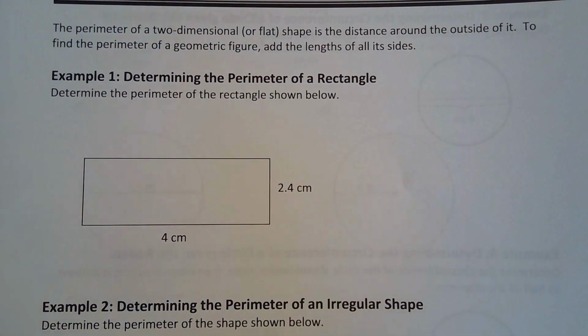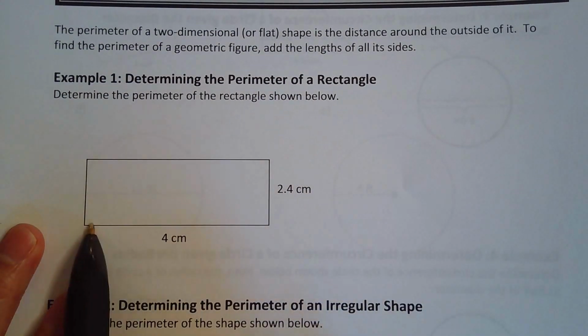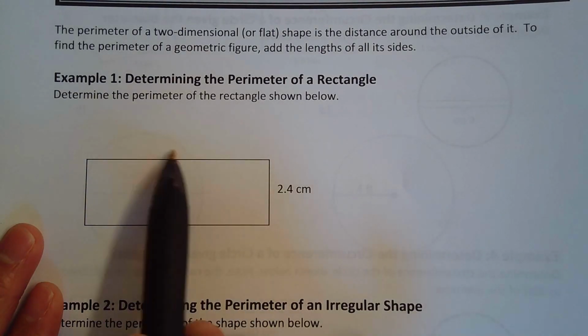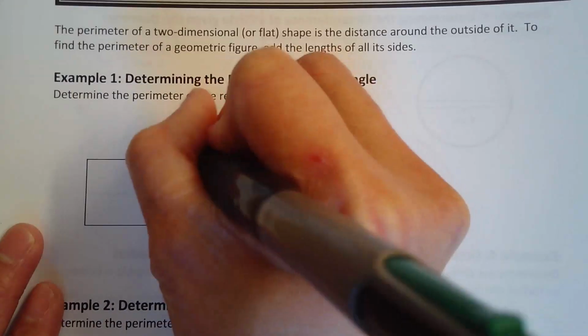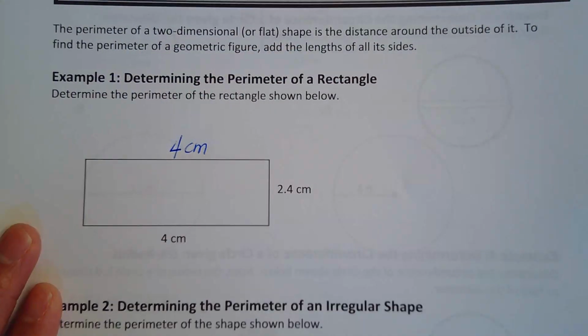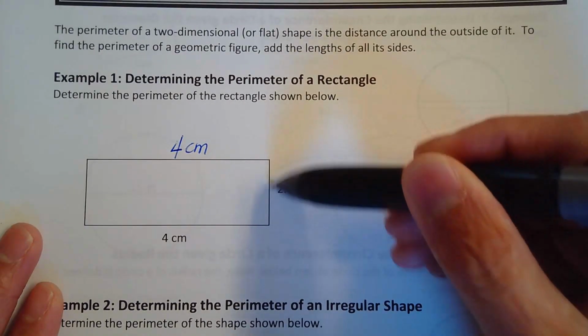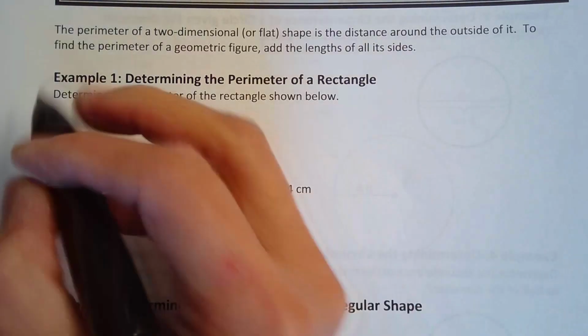So what are the sides? The thing about this rectangle is that this length is 4 centimeters here at the bottom. And that means this part here is also 4 centimeters. Likewise, if this is 2.4 centimeters, then this part here is also 2.4 centimeters.